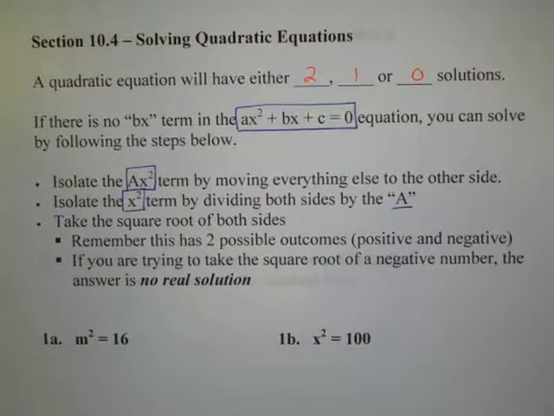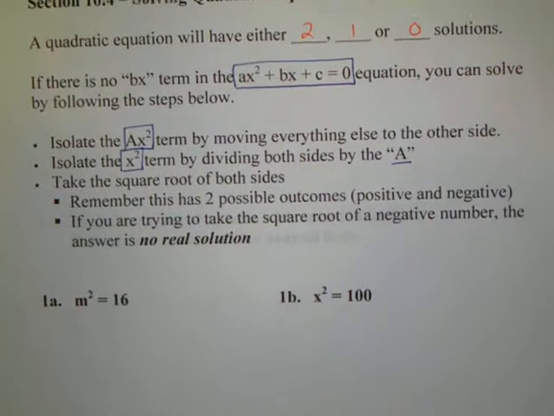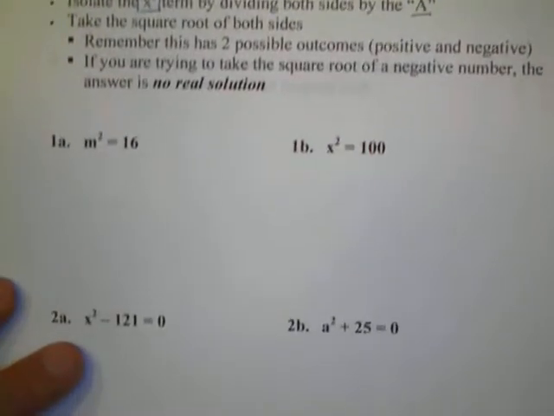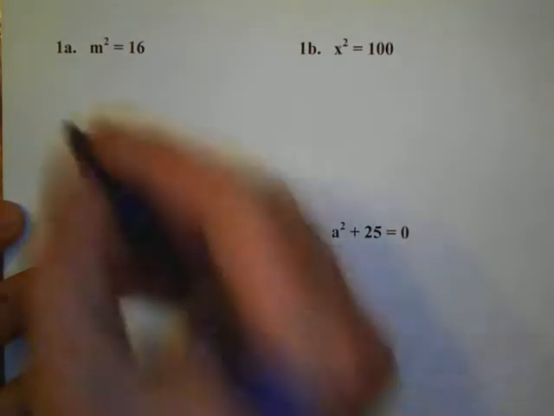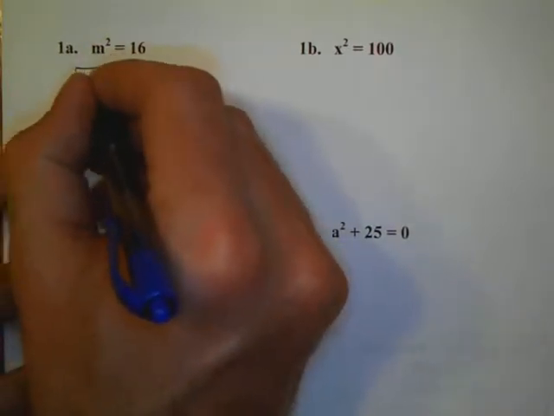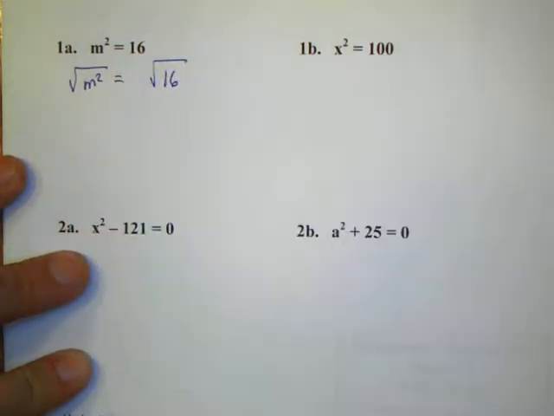When we take the square root of both sides, I want you to think with me, there's 2 possible answers, either positives or negatives, and we'll talk about what that is in a second. If we're taking the square root of a negative, there's no real solution. So let's look at our first examples here. We have m squared equals 16.